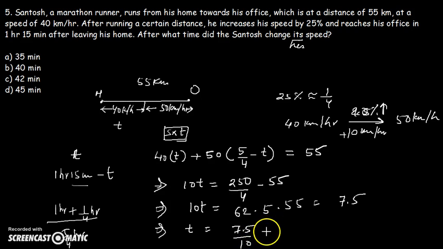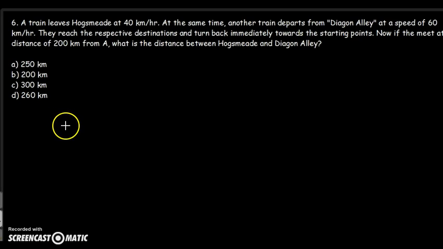This is in hours. Okay, so we convert this as minutes. We multiply by 60. 7.5 into 6. Sorry, 7.5 into 2 will be 15. 15 into 3 will be 45. So 45 minutes. So option D should be the answer. Let us see the next question.